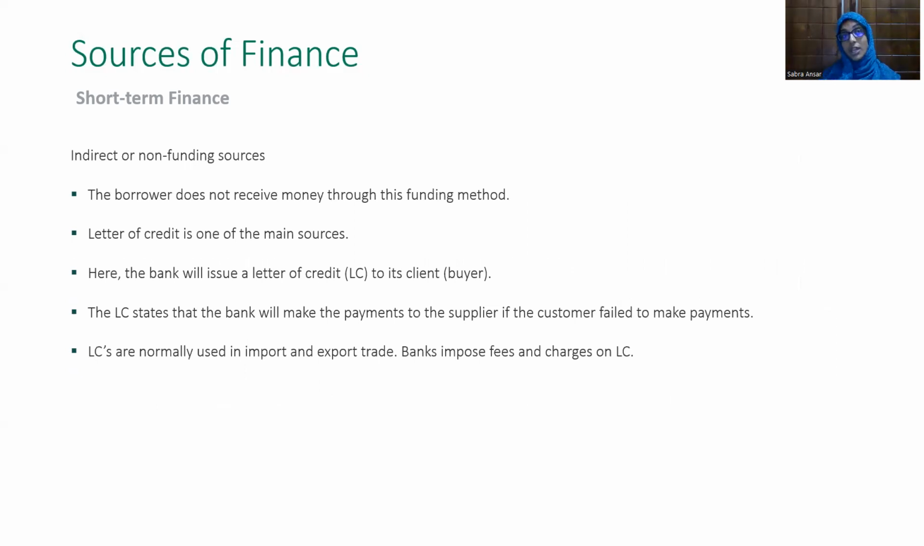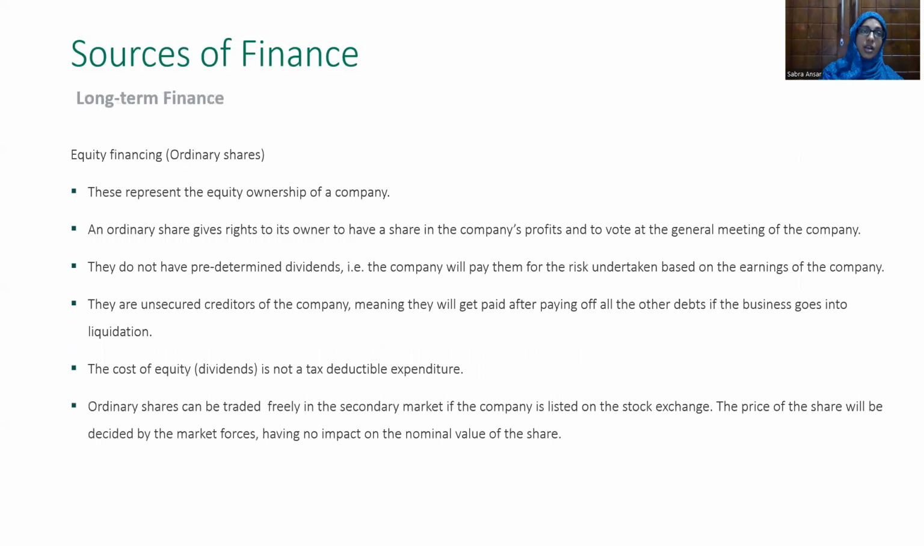Another method of short-term finance is the indirect or non-funding source, where the borrower does not actually receive any money through funding. It's like a letter of credit, one of the main sources, where the bank will issue a letter of credit, the LC, to its client, and the LC states the bank will make the payment to the supplier if the customer fails to make the payment. So LCs are normally used in import and export trade, and the bank imposes fees on the LC.